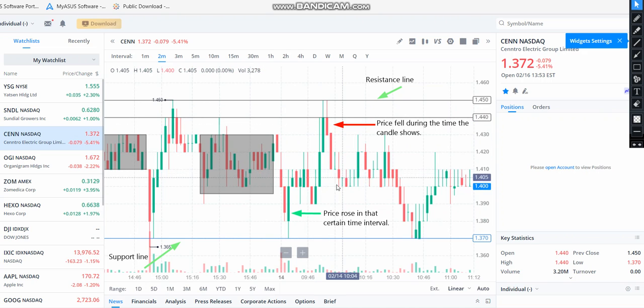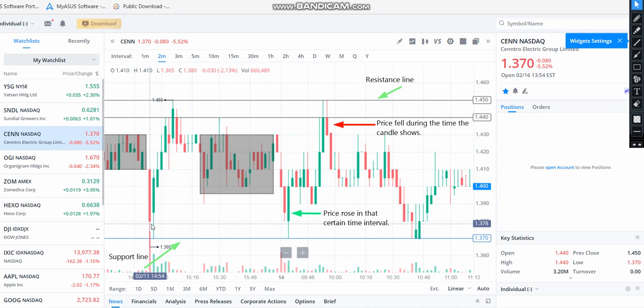Now there can be wicks on the bottom also, and when there's wicks on the bottom, this insinuates that in the red candle's case, the opening price is right here, closing price is right here, that the price fell all the way down to here, but was driven up before that time interval ended. The 2-minute interval ended. In a green candle's case, right here where it has a wick on the bottom, it's going to insinuate that the price fell during that time, but was driven up by buyers. So, that's good. The bottom of these candles are good examples right here.